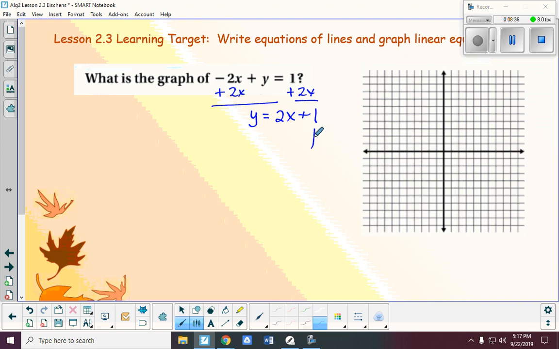So to graph, the first thing we want to do is plot the y-intercept. So the y-intercept is 1, so that would be (0, 1). Here's our y-axis. So on the y-axis, we go to 1. And then the slope is 2, which is 2 over 1. So the rise is up 2 and the run is 1. So up 2 over 1. Or, remember, -2 over -1 is the same as a +2, so we could go down 2, back 1, down 2, back 1, down 2, back 1. And so here's our line.